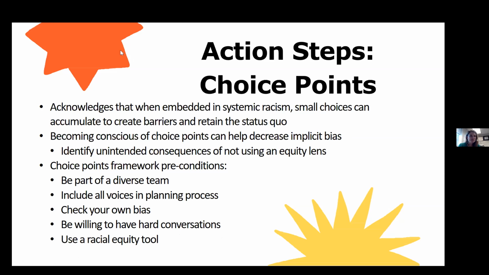Again, if you're making decisions in a silo and limiting the input of the community or people that you work with, you won't even really recognize the choice points. Obviously, you want to be willing to check your own bias. You want to be willing to have hard conversations with others. And then also you can look for tools, right? There's a lot of people trying to do work in this area, putting out tools and questionnaires and things like that to really, again, very imperfectly move through this process of making these changes.